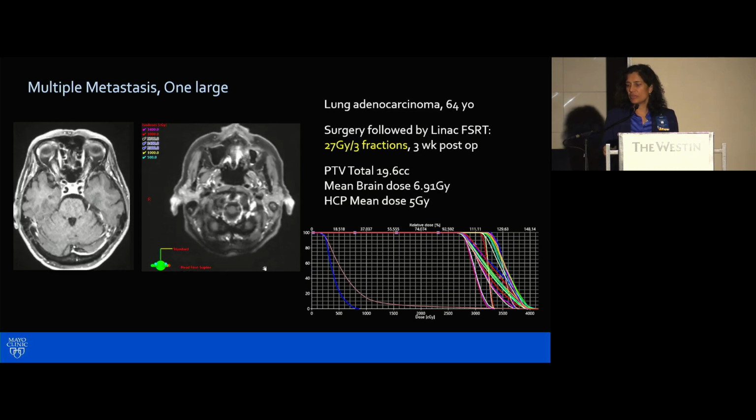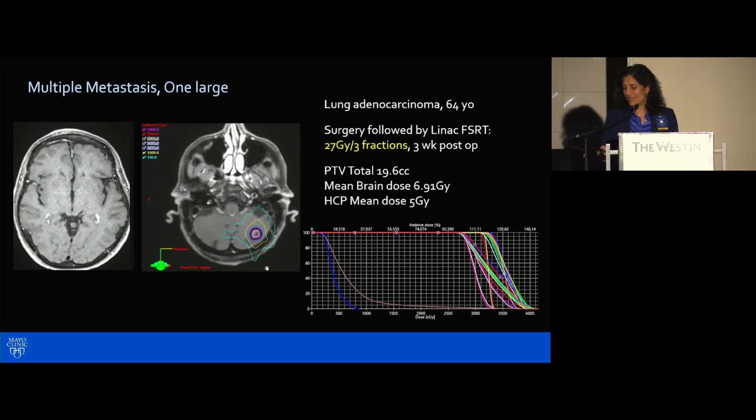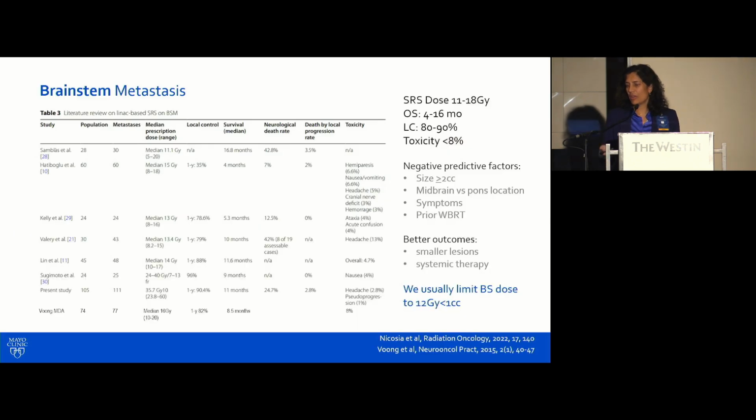Oh, there you go. So that was it intact. So brainstem metastases are another group of patients that we sometimes find somewhat challenging because we don't want to injure the patient by overdoing it in the brainstem. Here is a nice publication summarizing results for brainstem brain metastases.